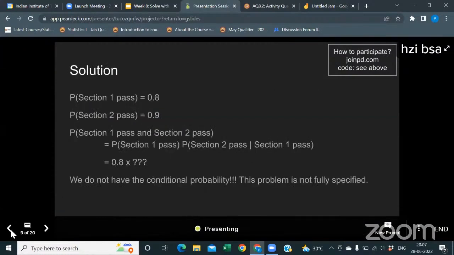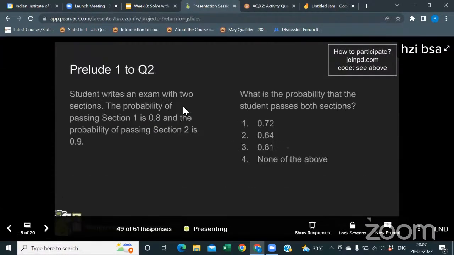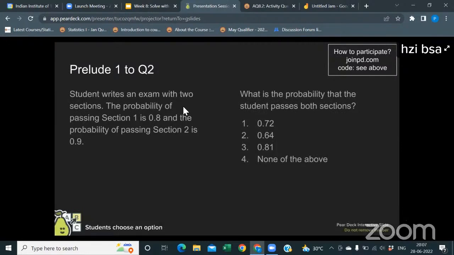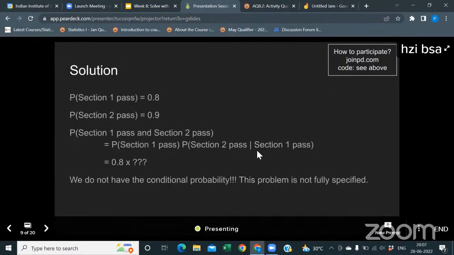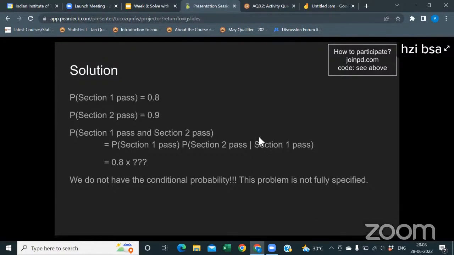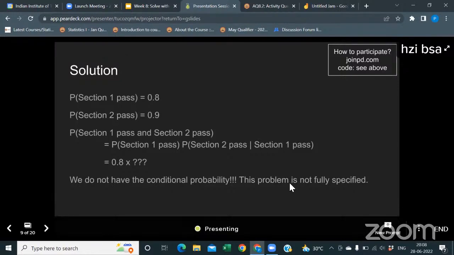Right? And same things we have to think in this question, this conditional probability, section 1, because if you see in the question, we are just given the probability of pass in section 1 and pass in section 2, right? There is not given any dependency, whether section 1 is dependent on section 2 or section 2 is dependent on section 1, or after qualifying section 1, the probability of passing section 2 is something or not. So that's why in this question the problem is not fully specified.